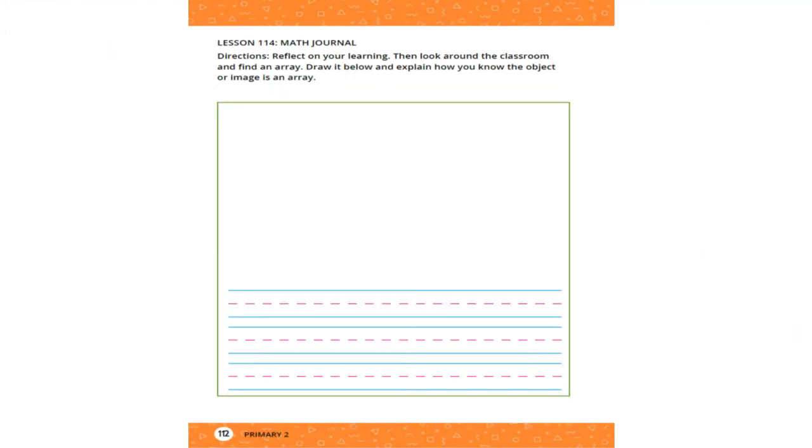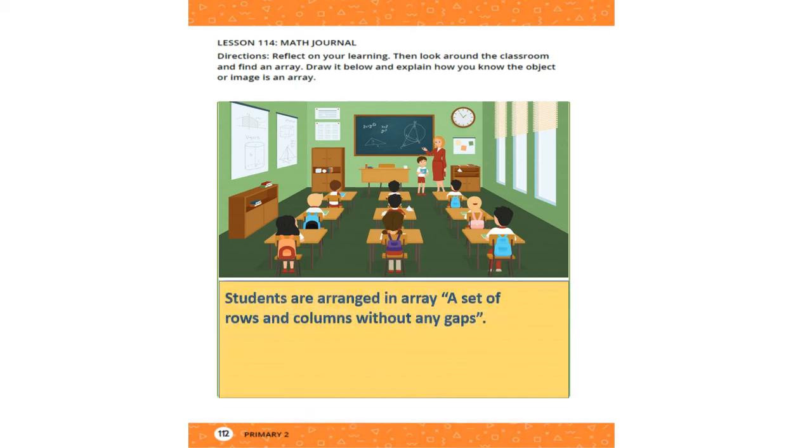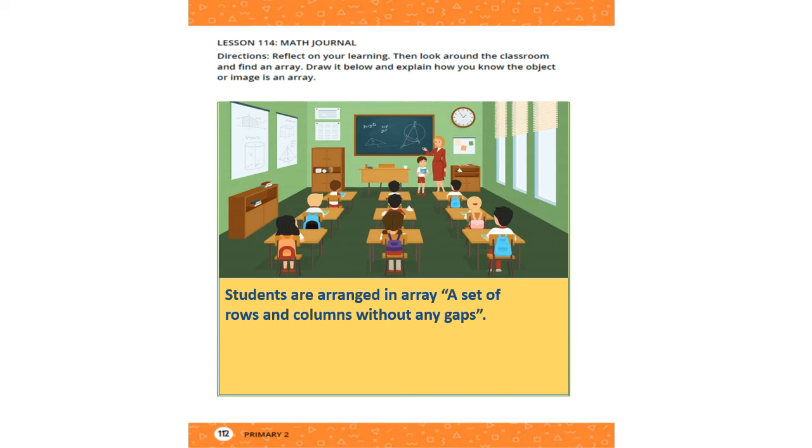Lesson 114, the math journal part. Reflect on your learning, then look around the classroom and find an array. Draw it below and explain how you know the object or image is an array. Here we have the following image for classroom, and here we have students arranged in a set of rows and columns. So students are arranged in array. Okay, so array is a set of rows and columns without any gap.